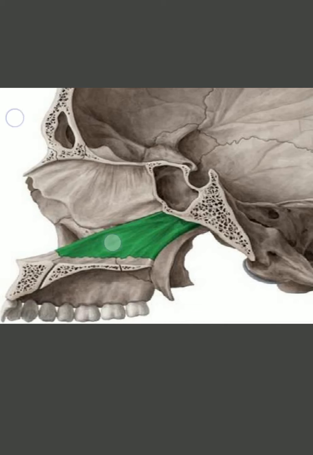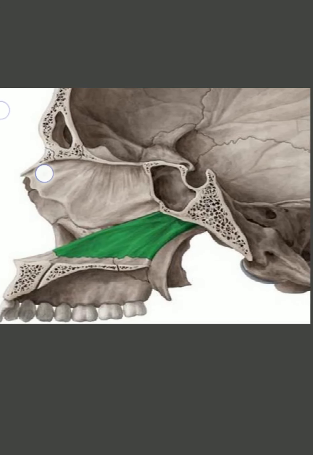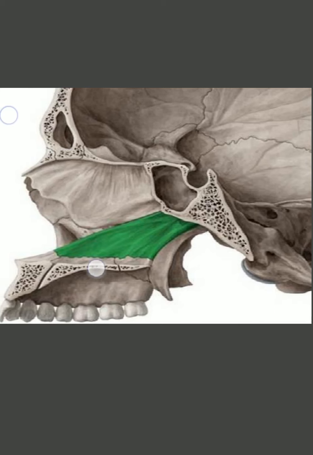This in green here is the vomer bone. This is the mid-sagittal section, and this is the nasal bone. This is the perpendicular plate of the ethmoid. This is the frontal bone. This is the nasal bone. These are the maxillary and the palatine bones. This is the sphenoid. This is the rostrum of the sphenoid.